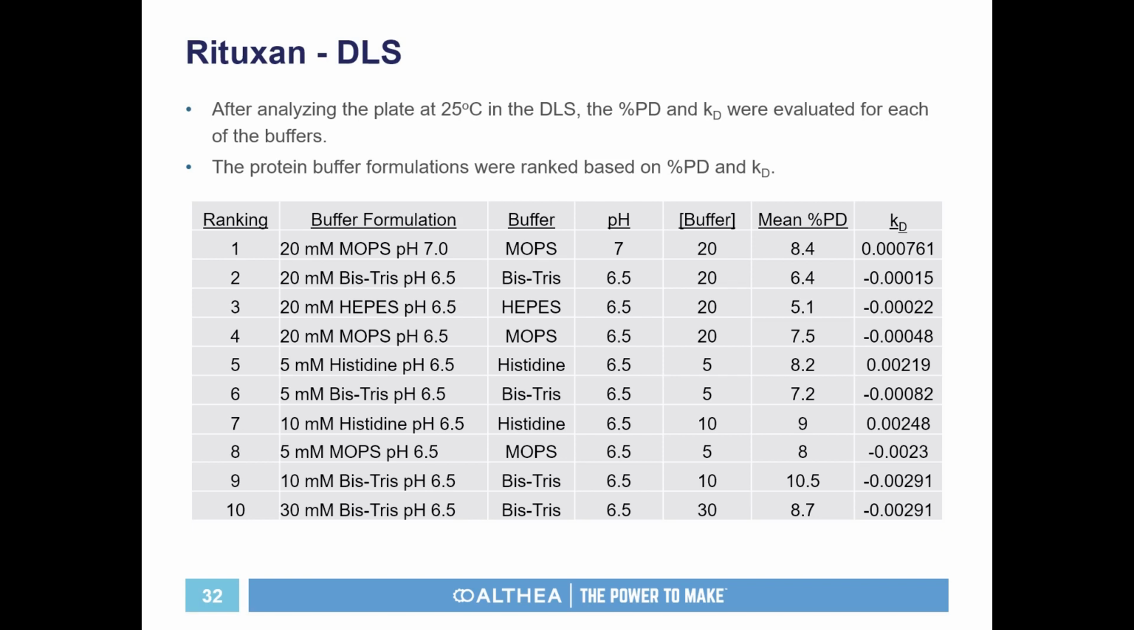In the last case with Herceptin, we were able to go ahead and select the number 1 ranked buffer system. In this case, however, with Rituxan, the number 7 ranked buffer system was chosen, 10 millimolar histidine, pH 6.5. Again, that goes back to any changes that were found between T0 and T1. So we take the whole thing into consideration when making our choice to move forward. So 10 millimolar histidine, pH 6.5 was slightly positive in both T0 and T1. It had great percent polydispersity, so we decided to move forward with that.